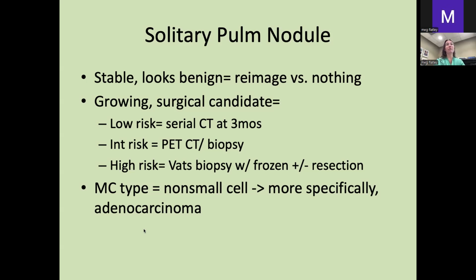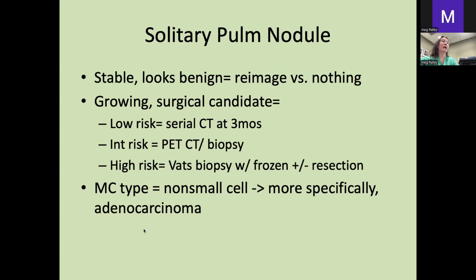If it's centrally located, then you're going to end up doing EBUS and biopsying it that way. Whereas if it's peripheral and easy to wedge out, or the patient's super high risk and you have a high suspicion that this is a cancer, then you're going to want to proceed to the operating room and you'll do a VATS. You'll plan for a wedge resection and wait for the frozen to come back.